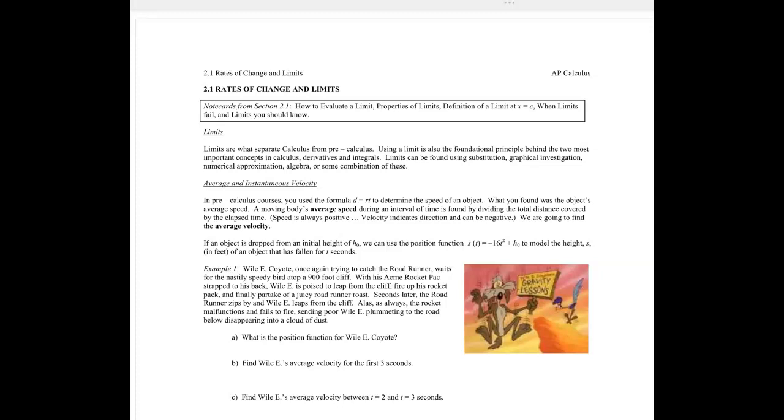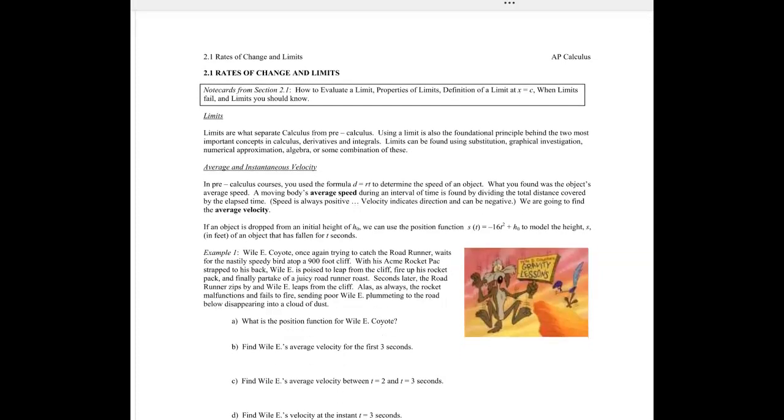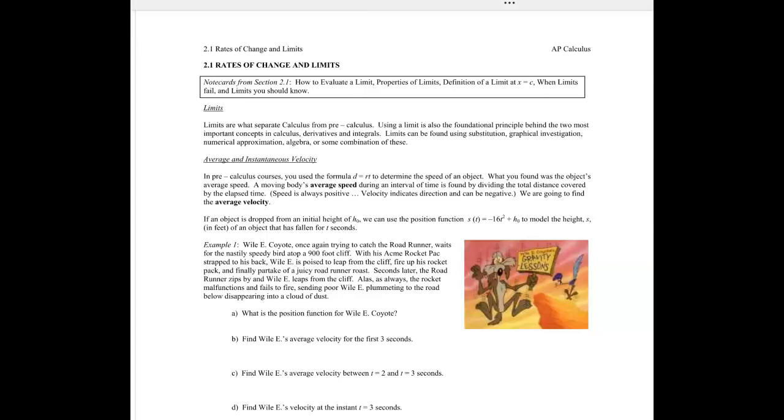Alright, so welcome to Unit 2, which is what we start to consider real calculus. It's not so much review in this particular chapter. We're going to start talking about rates of change and limits. Limits are basically what separates calculus from pre-calculus, even though, yes, we did talk about limits slightly in pre-calculus. We're going to go much more in-depth in this class.